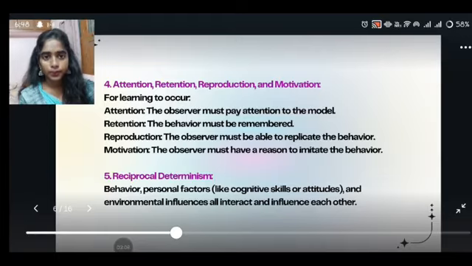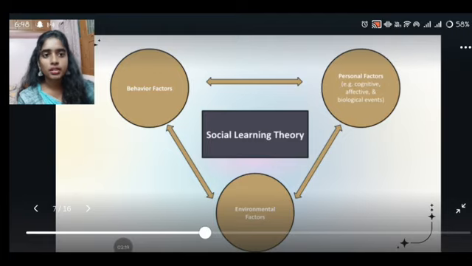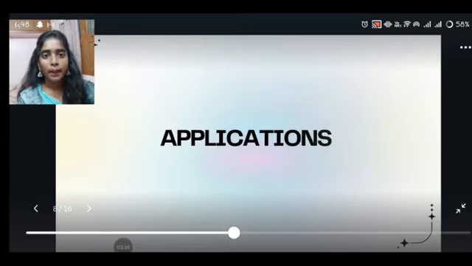Reciprocal determinism. Behavior, personal factors like cognitive skills or attitude, and environmental influences all interact and influence each other. So here the personal factor is the cognitive, affective, and biological events, then the environmental factor and the behavior factor.